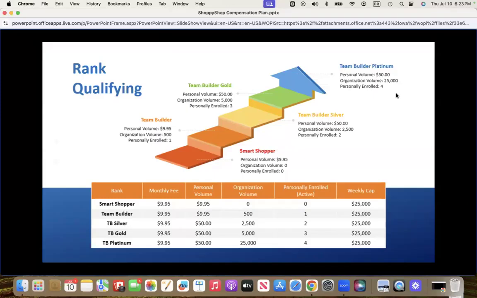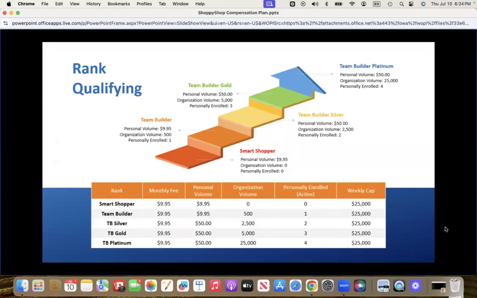$9.95. So I just told you that outside of yourself, you don't need any other volume to qualify for Team Builder. Okay. The organizational volume, you're going to need 500 in organizational volume, meaning that throughout your front binary tree and your unilevel tree, you're going to have 500 in volume there to get you to the rank of Team Builder. You're also going to need to have one person who's active in the compensation plan, right? One active distributor.